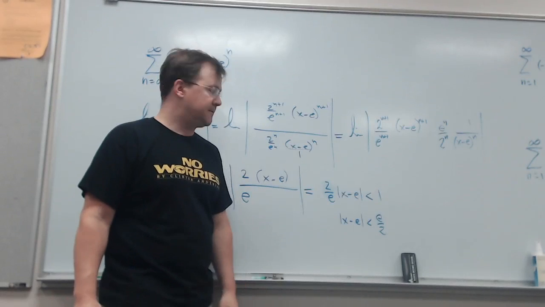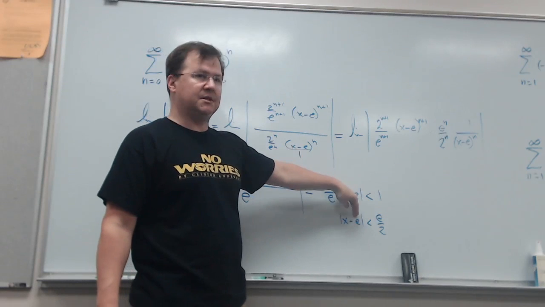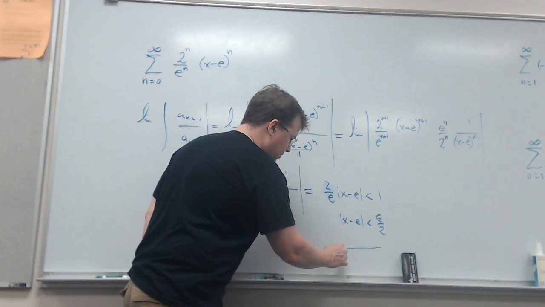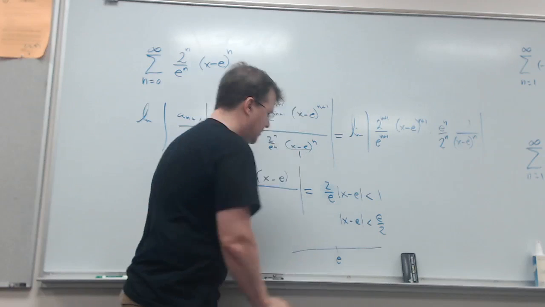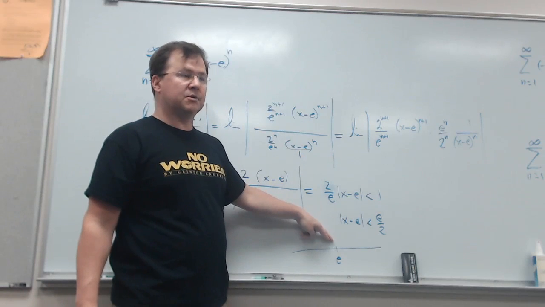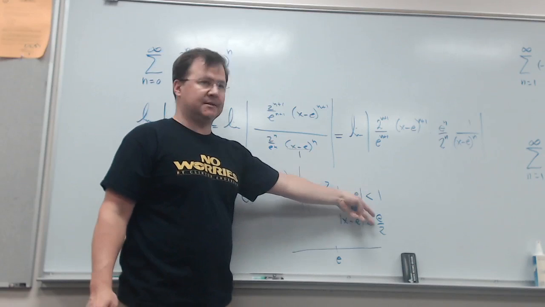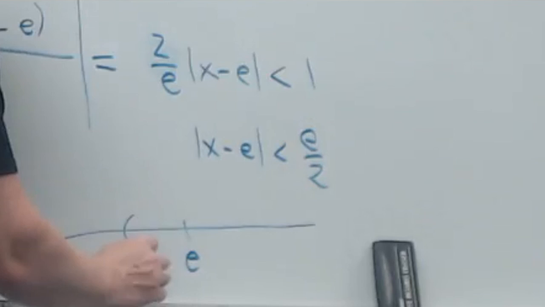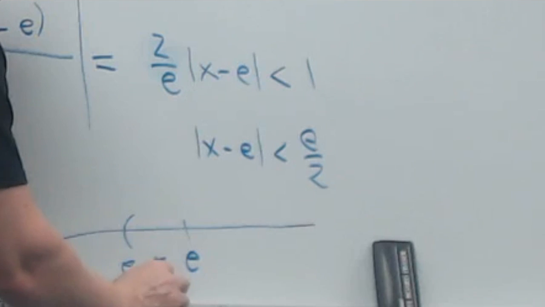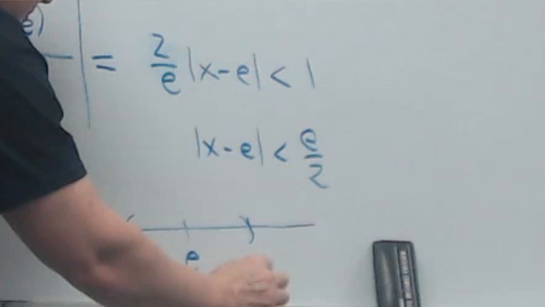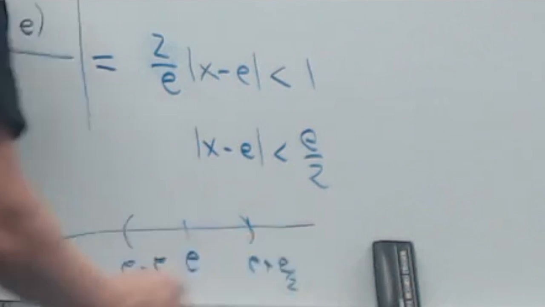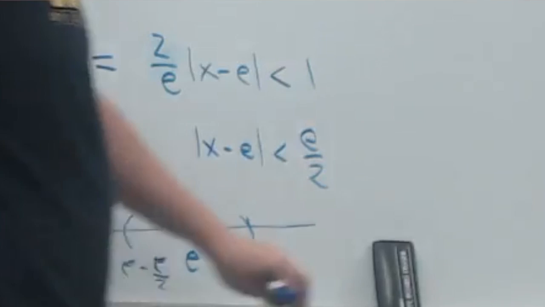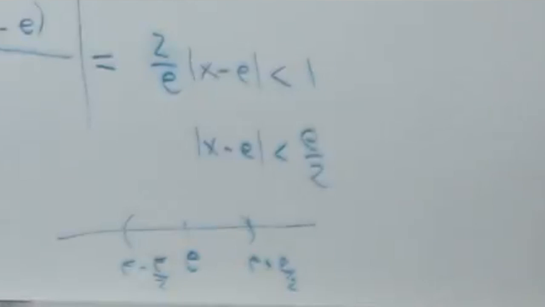To restate that in terms of distance, it says that the distance that x is from e must be less than e over 2. On the number line, I'd be thinking, okay, well, if this is e right here, then x is a point on the number line whose distance from e is less than e over 2. So going a distance of e over 2, you can either go left or right, plus or minus. So you're either going to be at e minus e over 2 or at e plus e over 2.